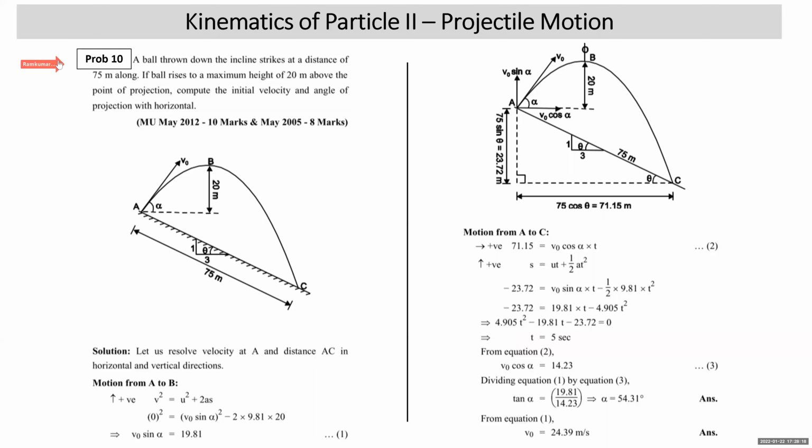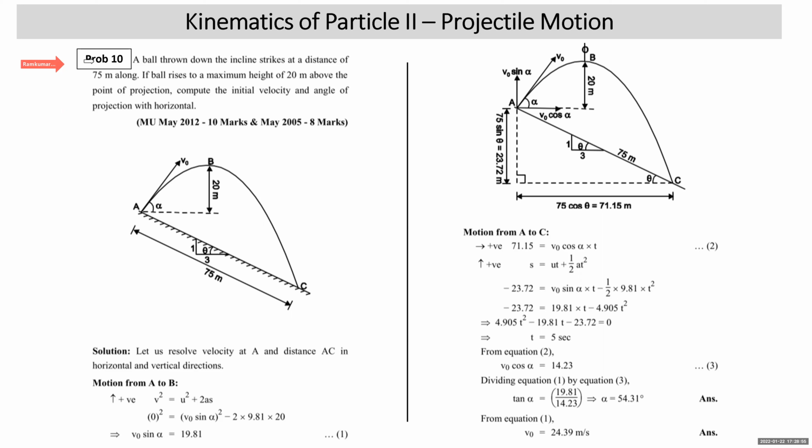Okay. Let's see problem number 10. Now, here the projectile is being thrown from sloping ground. Remember that even if the projectile is thrown from sloping ground or it is hitting the sloping ground, we will still have the same concepts of solving the problem, in the sense that we will be converting everything into rectangular components. Velocity will be resolved in horizontal and vertical directions. Even the inclined distance will also be resolved in horizontal and vertical directions.